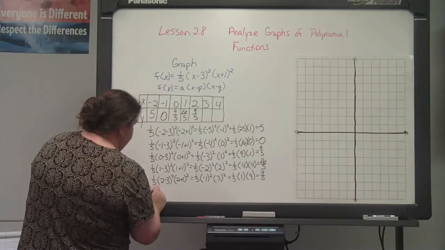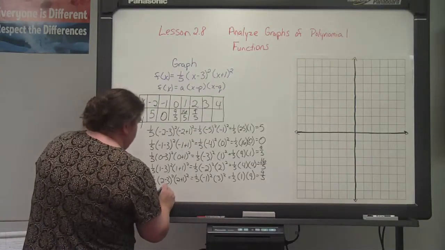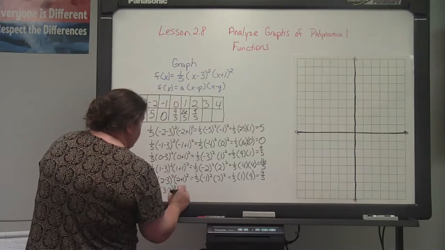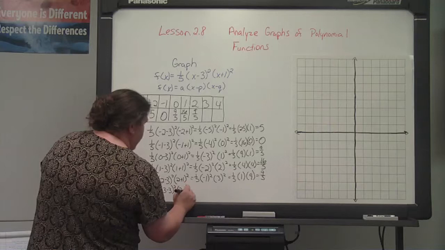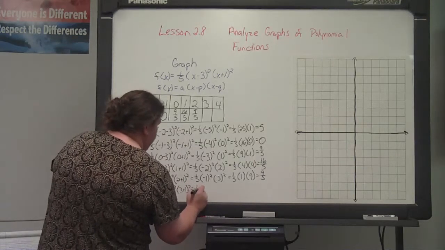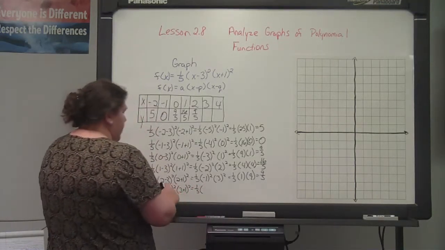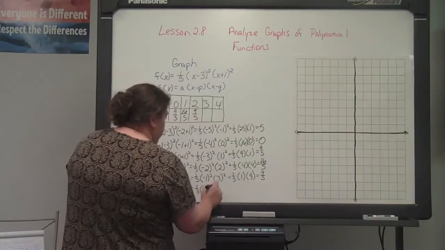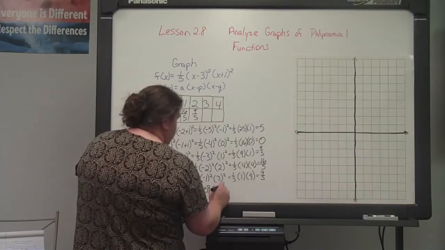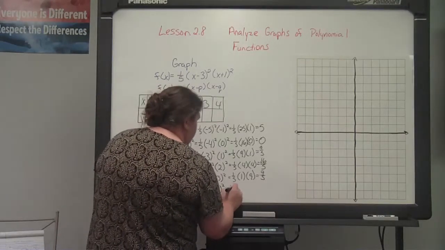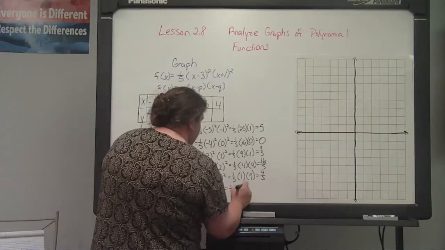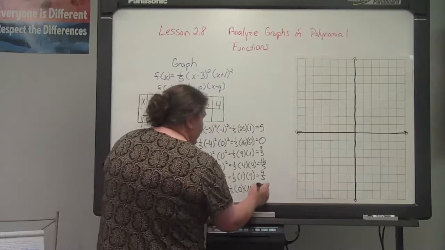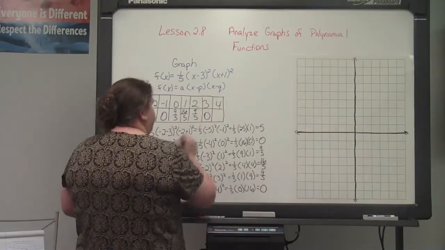I have 1/5 times (3 minus 3) squared times (3 plus 1) squared, which equals 1/5 times (3 minus 3 is 0) squared, and then 3 plus 1 is 4 squared, so 1/5 times 0 times 16. Anything times 0 is 0.